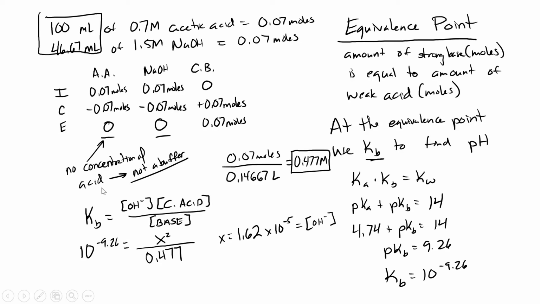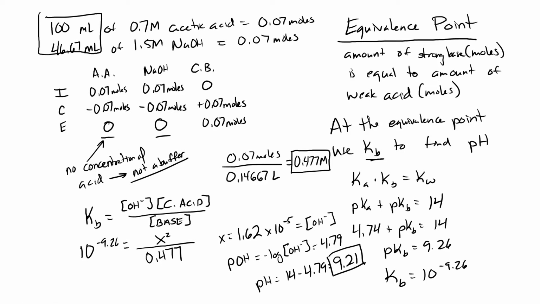Now we need to find pH from that. So I usually find the pOH, which is of course the negative log of the concentration of OH minus. If you plug that in, you get 4.79. And then the pH is of course 14 minus that number, 4.79, which equals 9.21. That was a lot of calculation, right? It's a lot of calculation to get to one number.